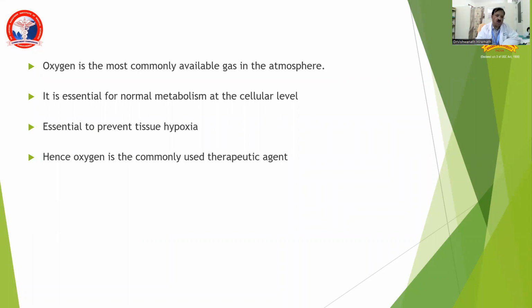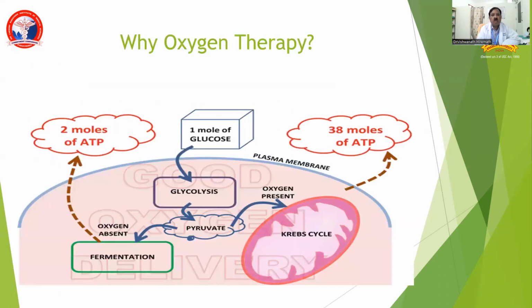Oxygen is essential for normal cellular metabolism. In the presence of oxygen, aerobic metabolism, which will provide energy in the form of ATPs, in the process of glycolysis with the usual Krebs cycle related aerobic metabolism, results in 38 molecules of ATP.